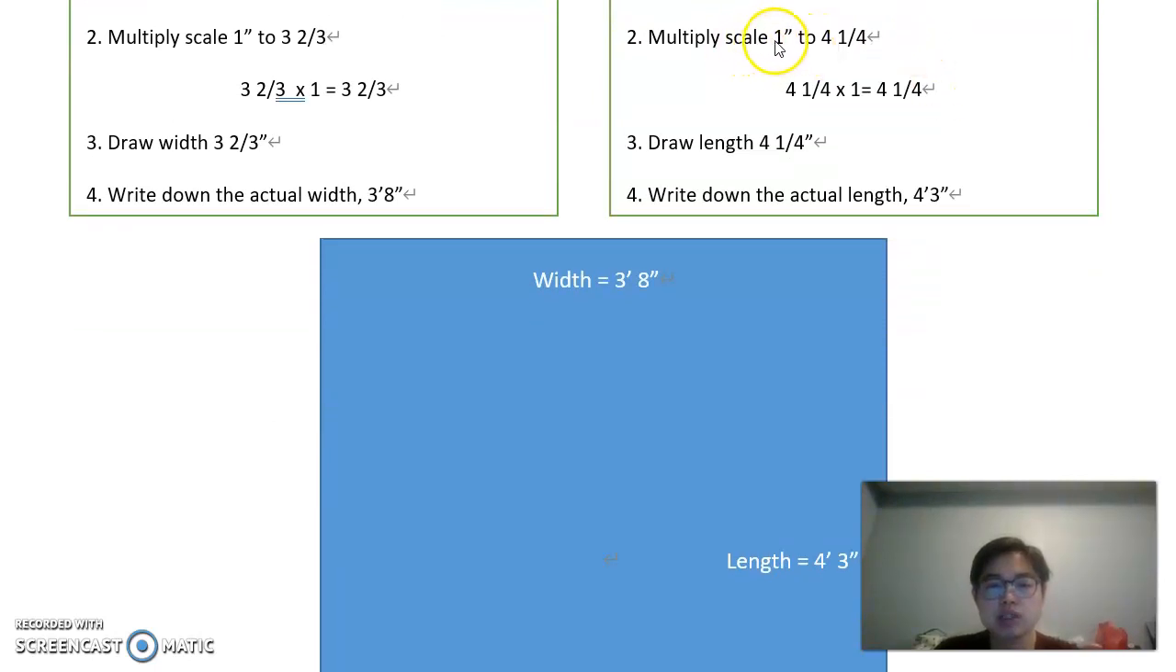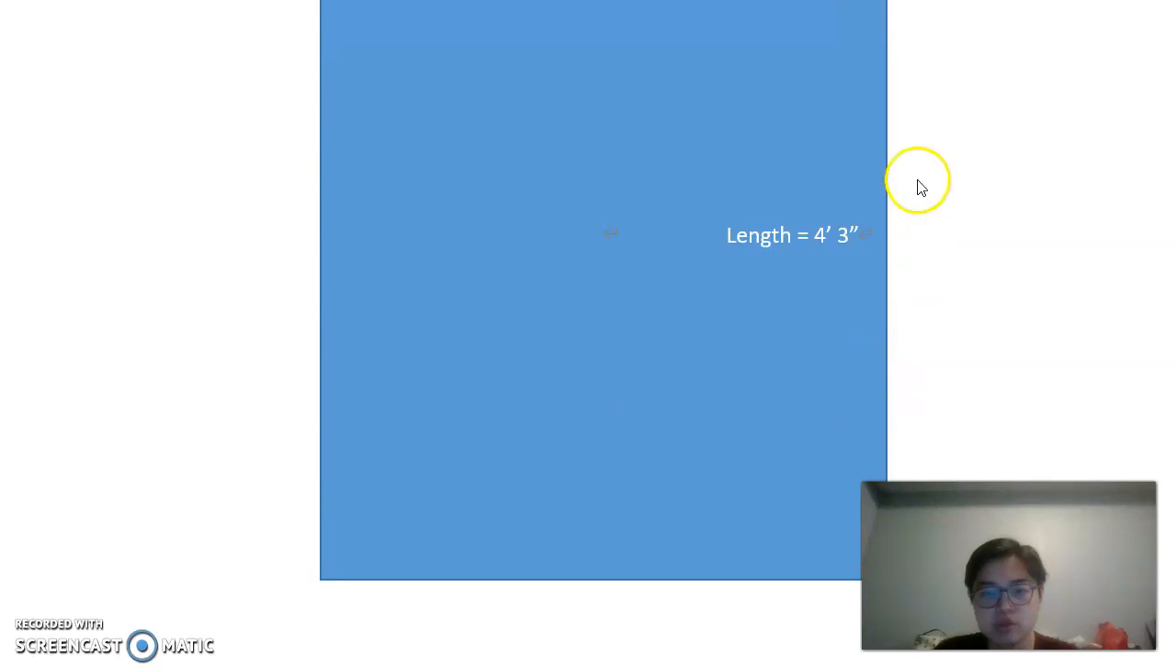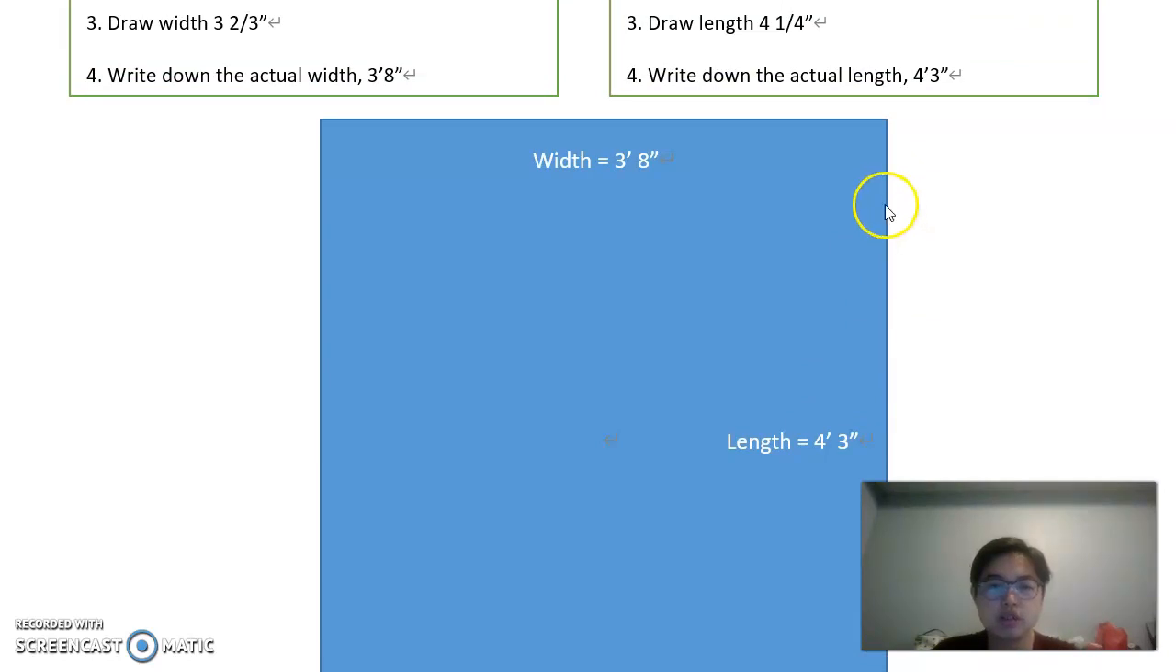And then we multiply the scale 1 inch by the number, which is 4 and 1 over 4 times 1. And the calculation is 4 and 1 over 4, which is the same. And then we draw the length, 4 and 1 over 4 inches, here, which is the length by ruler. And then lastly, we write down the actual length, 4 feet 3 inches, here.